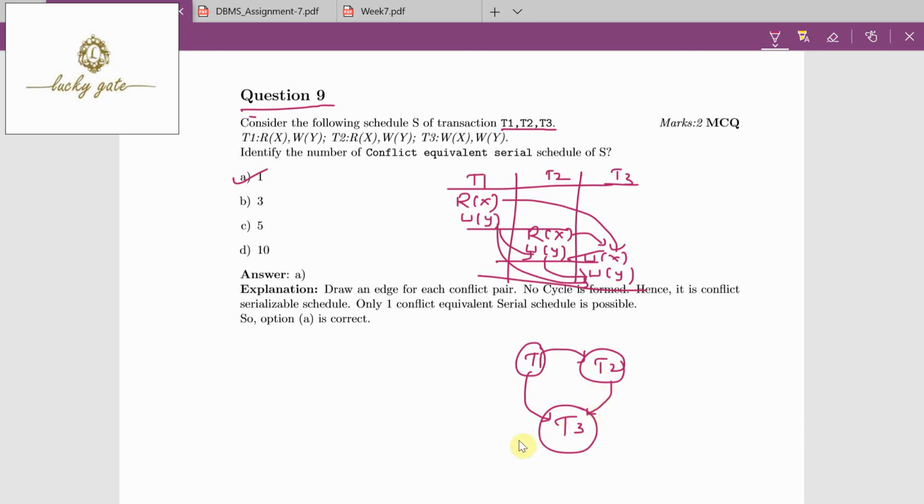If you perform a topological sort, we have to start with in-degree 0, that is T1 first. After we remove T1 along with its outgoing edges, the next vertex with in-degree 0 is T2, and T2 is removed along with its outgoing edges. The last vertex is T3. So the order of serializability is T1, T2, T3. So it is equivalent to how many conflict serializable schedules? 1. So the answer for question 9 is option A.